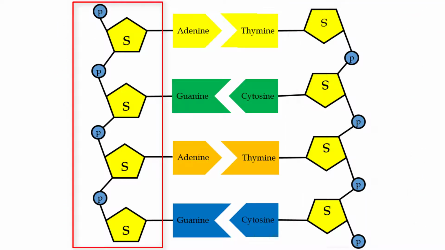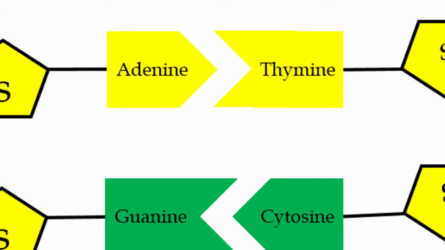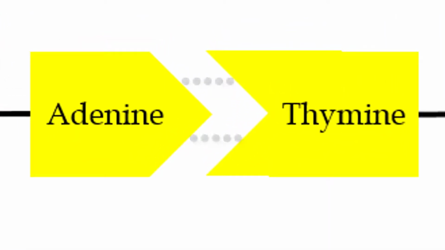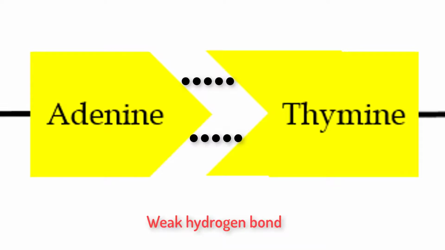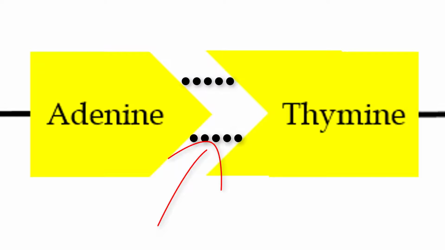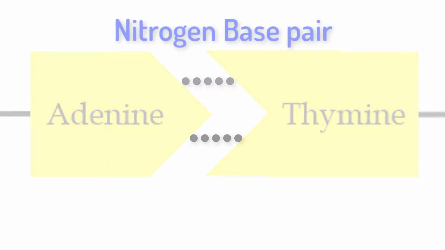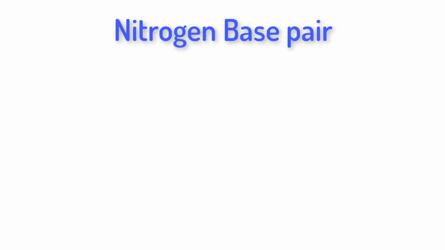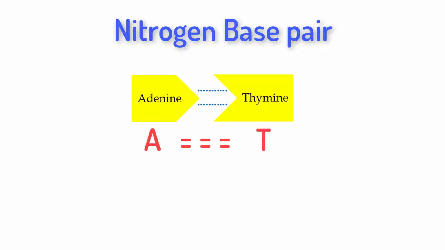Nitrogen bases bind to each other as adenine binds to thymine, and they have a double bond between them. This double bond is a weak hydrogen bond. You have to show this weak hydrogen bond by a dotted line, which will represent it's a weak hydrogen bond, right? So I'll present nitrogen base pair as A double bond T. Can we also write T double bond A as well? Yes, we can.